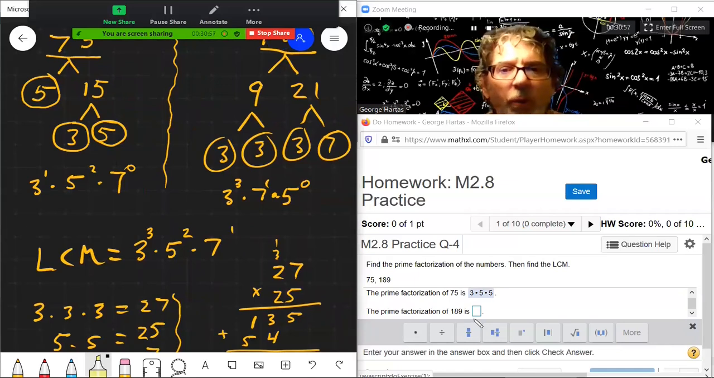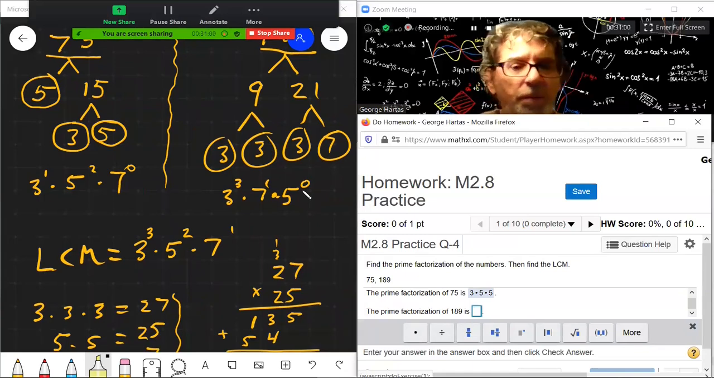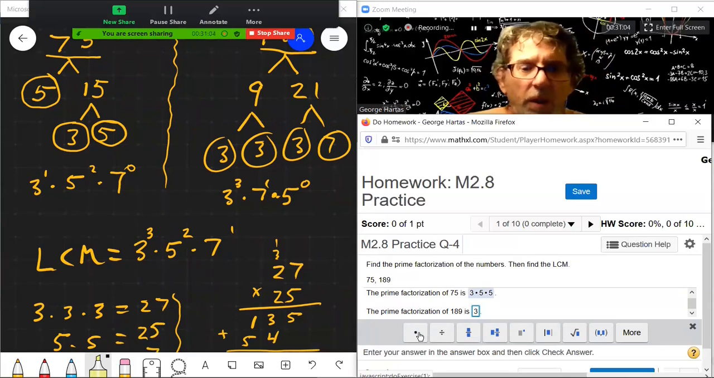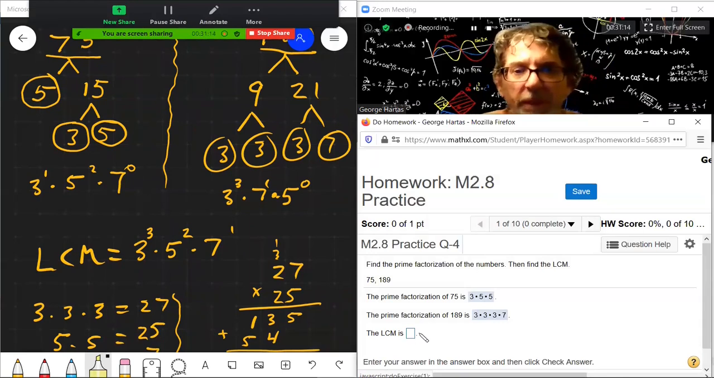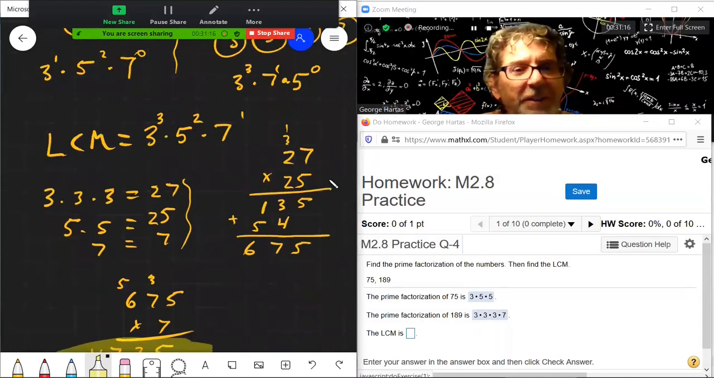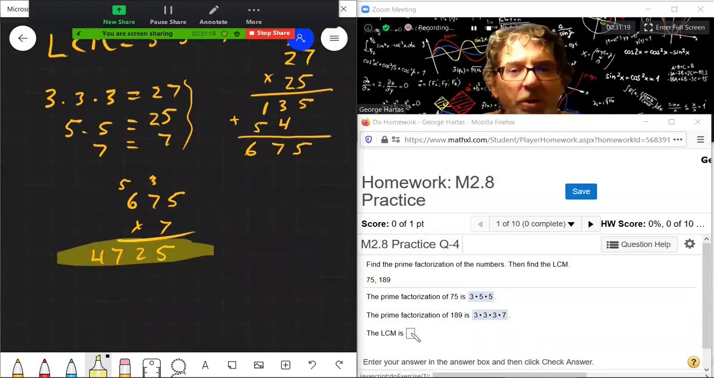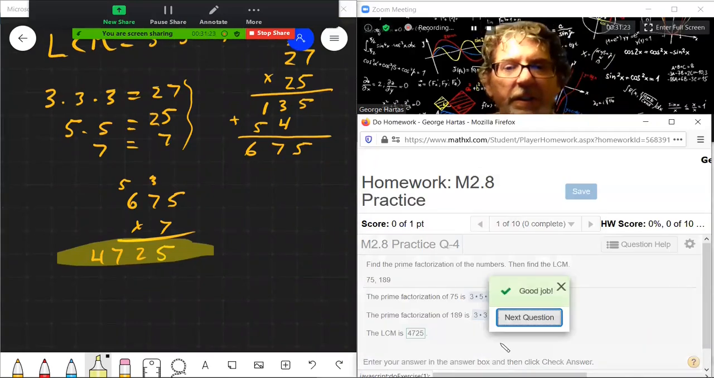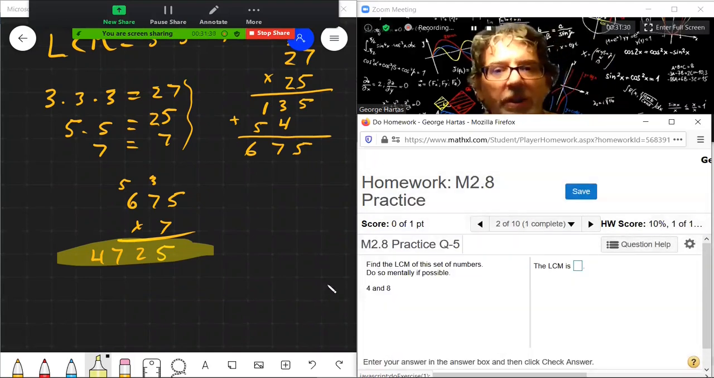All right. So for 189, the prime factorization is 3.3.3.7. And now we'll see if I'm right. I'm still not out of the woods yet, so let's see. Pressure's on. Nice. Nice. All right, so let's keep rolling.